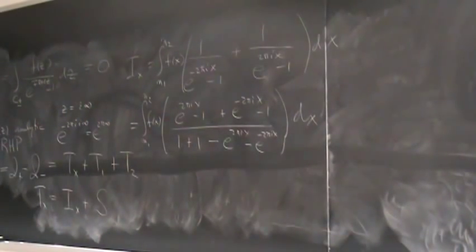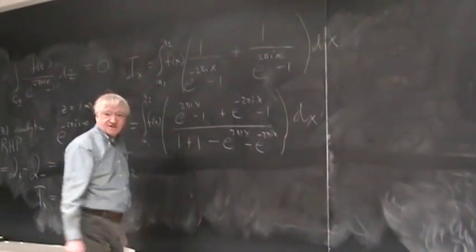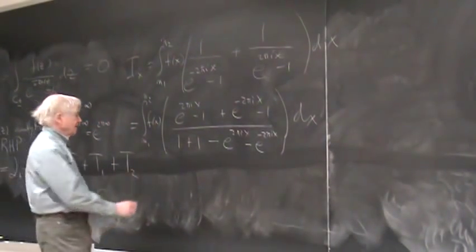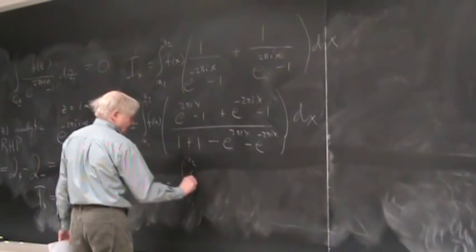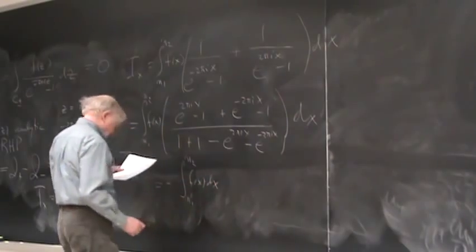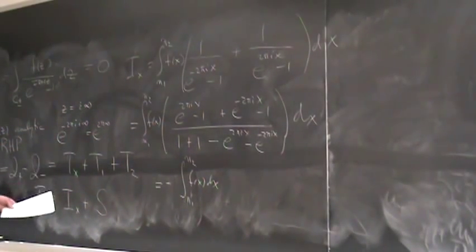Now you see this is just a remarkable simplification because the numerator is minus the denominator. So this is just minus the integral from n1 to n2 of f of x dx. All right. So that's that. Now what is S? Well, S is going to be pretty simple.